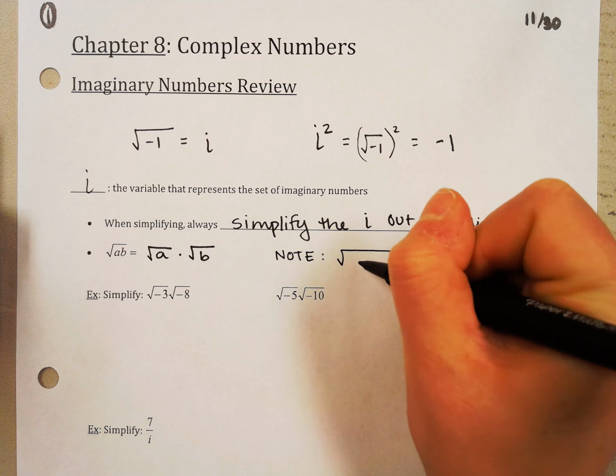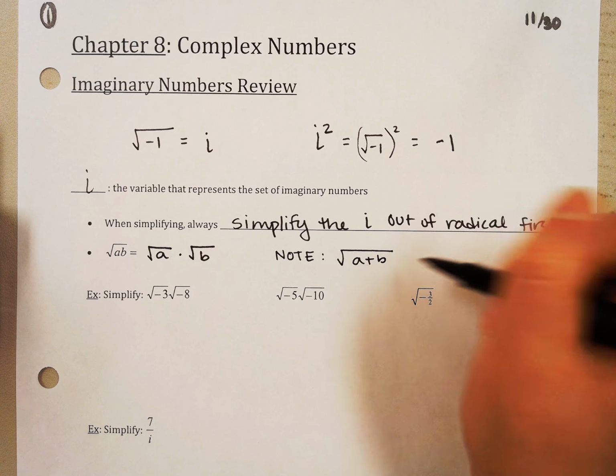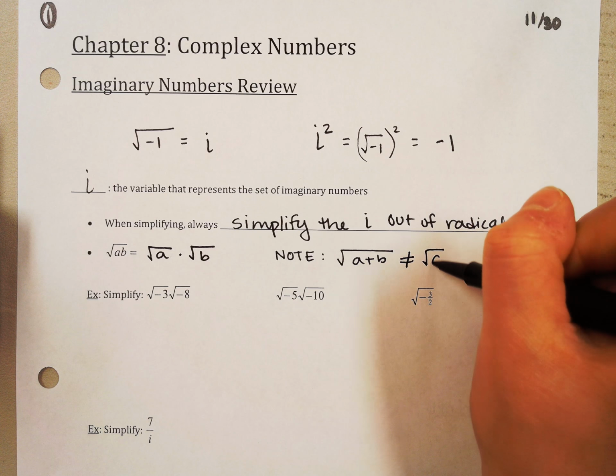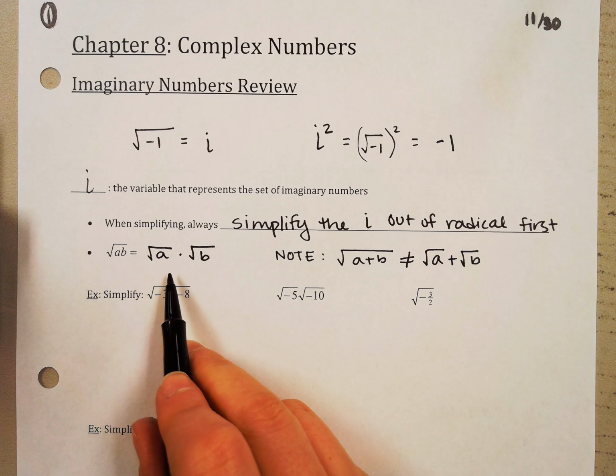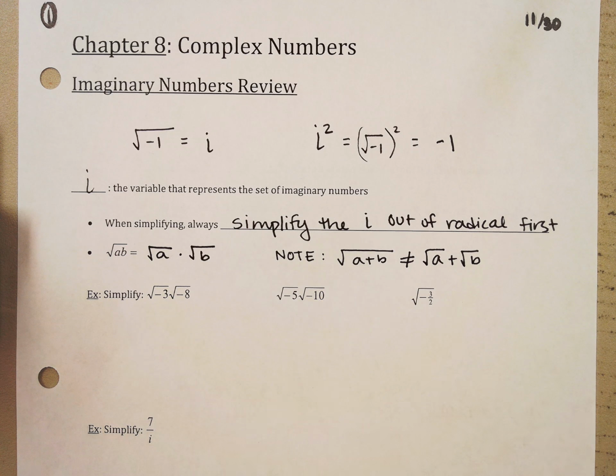And I just want to point out that the square root of a plus b does not equal the square root of a plus the square root of b. That's not true. We can break them up if it's multiplication, but we can't break it up if it's addition like that.